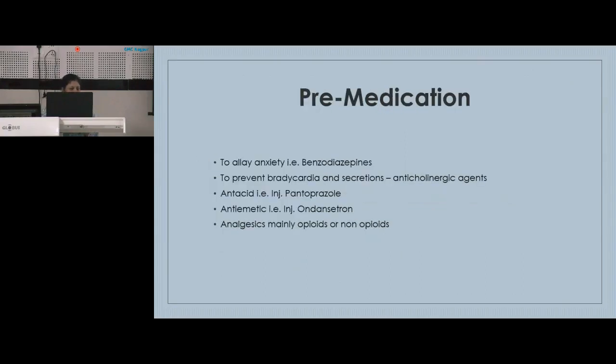So pre-medication is given to allay the anxiety. We usually give a benzodiazepine like injection diazepam and midazolam for that. Then to prevent bradycardia and secretions, we give anticholinergic agents like atropine and glycopyrrolate, and it's most commonly given in the pediatric population. Then anti-aspiration prophylaxis, pantoprazole and ondansetron, and analgesics. Mainly opioids are used as analgesics, but non-opioids like alpha-2 agonists can also be given.